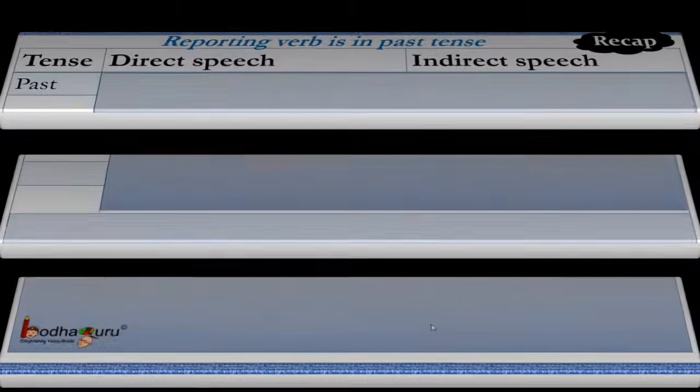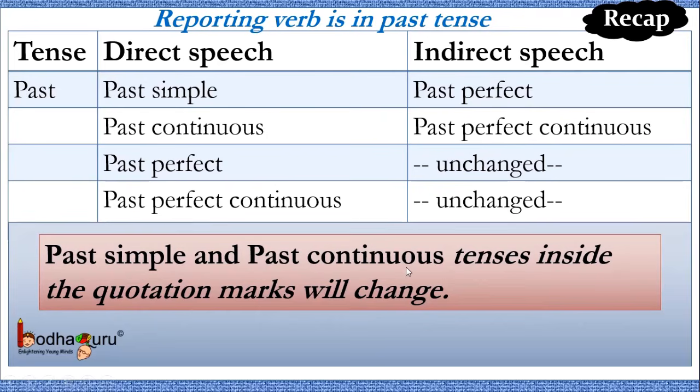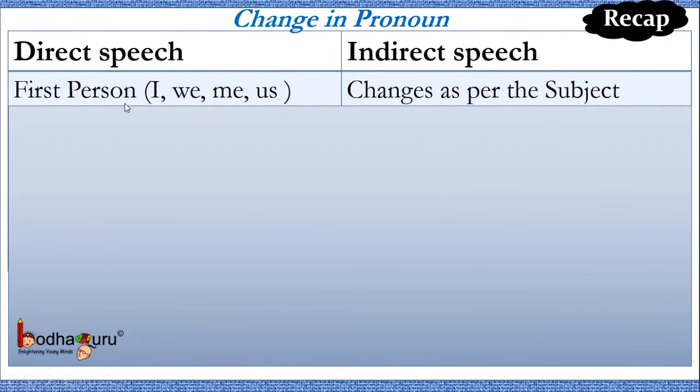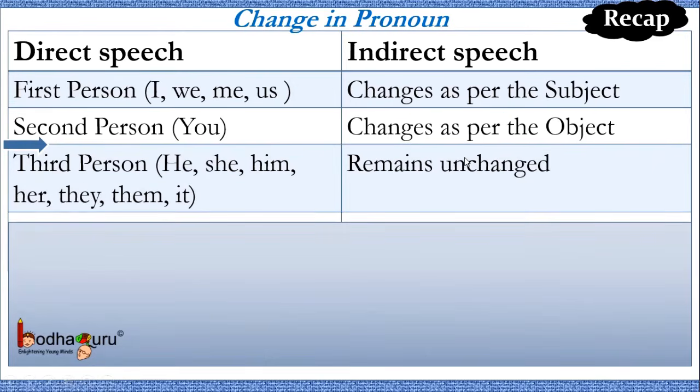If we talk about past tense, then past simple changes to past perfect, past continuous changes to past perfect continuous, past perfect and past perfect continuous remain unchanged. And this is the case when the reporting verb is in past tense. Past simple and past continuous tenses inside the quotation marks will change. Now coming to the change in pronoun, the first person changes as per the subject of the reporting verb. The second person changes as per the object. The third person remains unchanged.